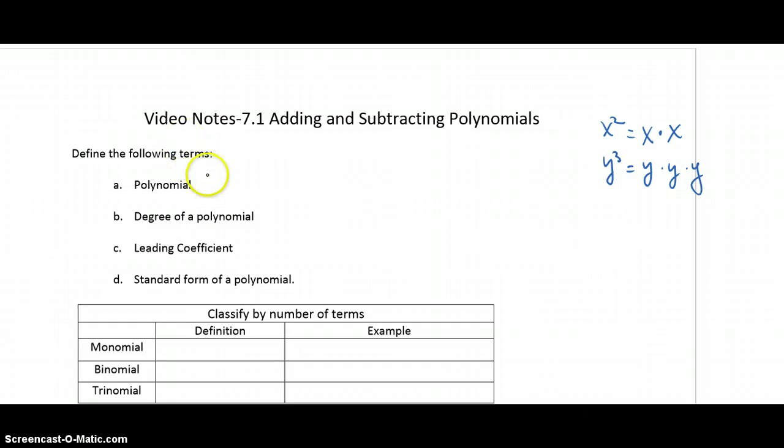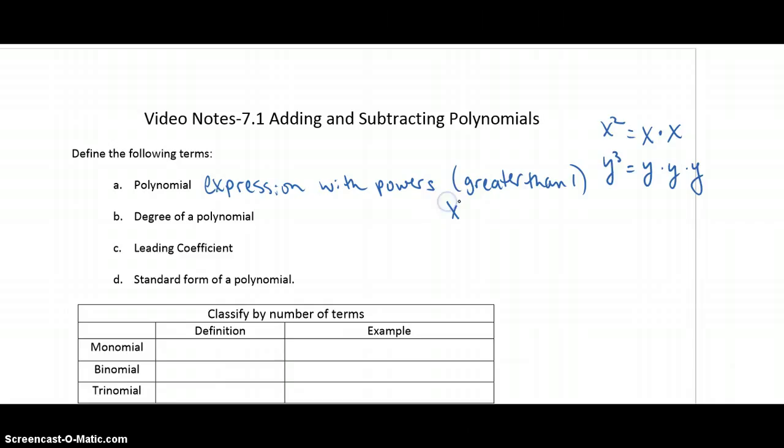First of all, what is a polynomial? A polynomial is an expression with powers that could be greater than 1, usually. For example, x squared plus 2x plus 1 is a great example of a polynomial. You'll notice how the x squared is there.